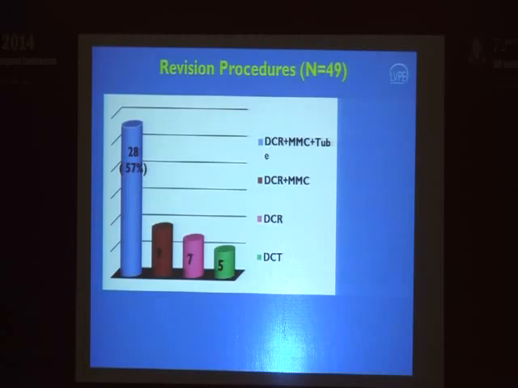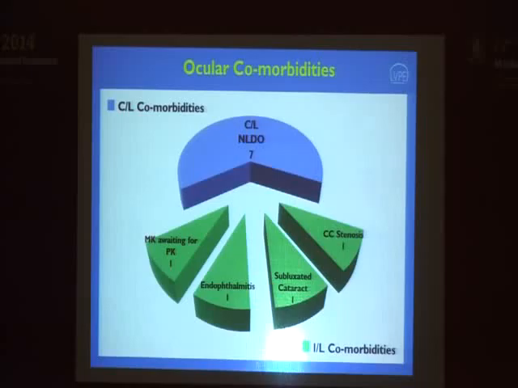Now, 28 eyes, or 57% of the patients, were revised with DCR, MMC, and intubation, and 5 eyes had to undergo a DCT procedure, which is unfortunate, because 4 of the eyes had an ocular comorbidity like endophthalmitis and subluxated cataract, for which visual rehabilitation was necessary to be done early.